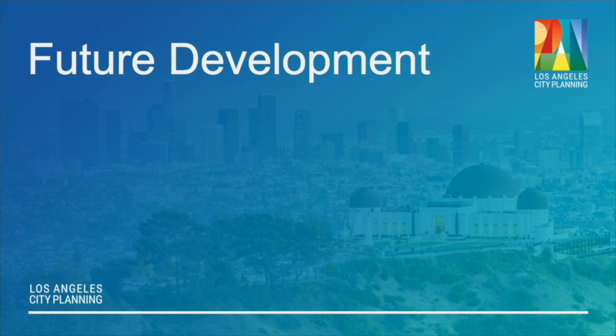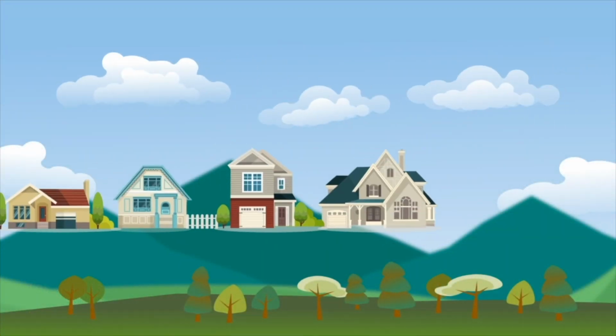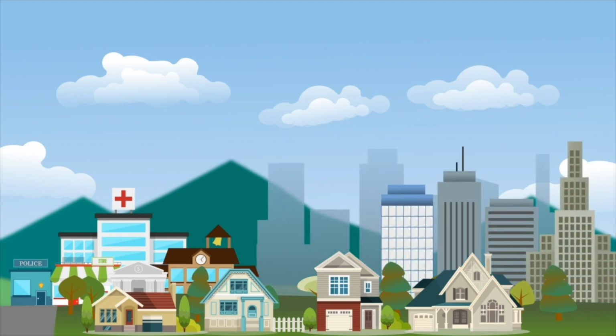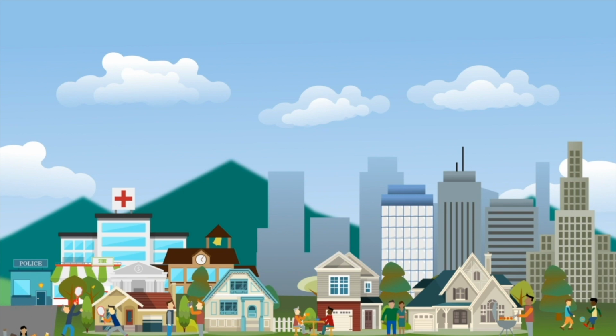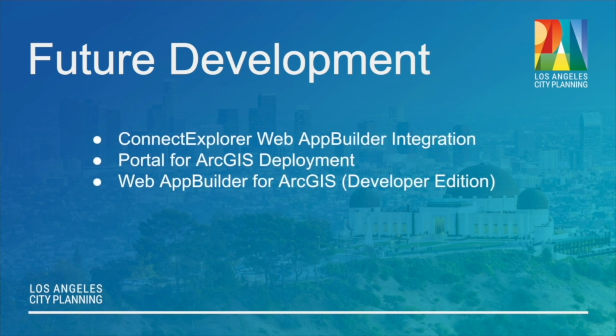Here at the City of Los Angeles, we are continuously exploring ways to improve upon our current workflows. Using the Web App Builder allows us to configure and customize mapping tools to different needs for different planning projects across the entire department. Today was just one example. Currently, we have customization plans on how the app will evolve going forward, such as integrating Connect Explorer, which is an oblique imagery viewer plugin widget within the web app. We currently have an internal portal and are exploring the possibility of an external facing portal to host our customized web apps.